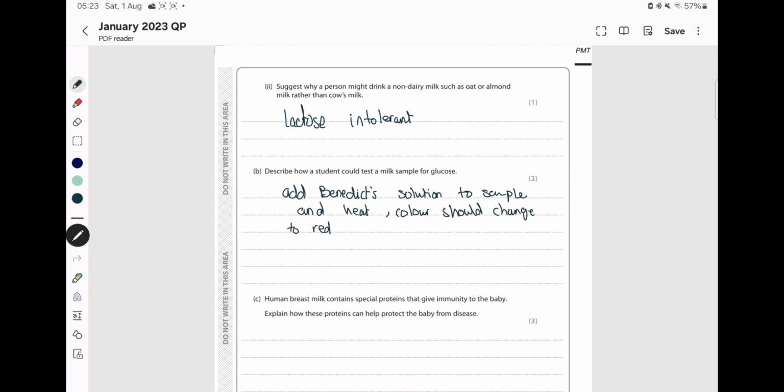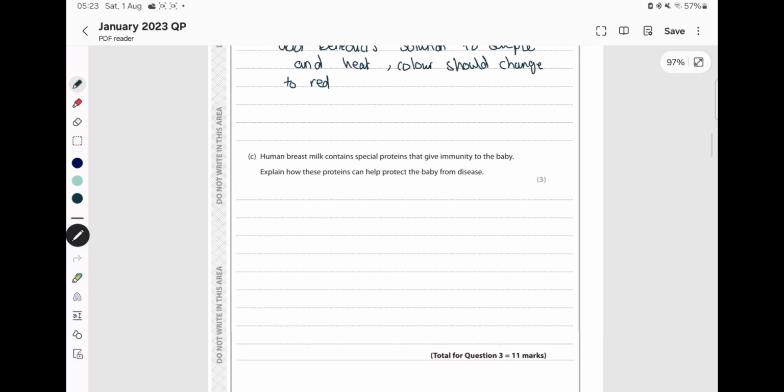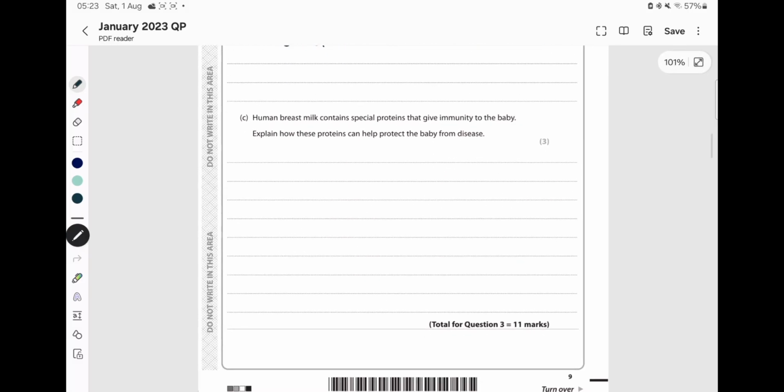Okay. Human breast milk contains special proteins that give immunity to the baby. Explain how these proteins can help protect the baby from diseases. So it's stating here that the breast milk that is fed to the baby contains very special specific proteins that normal milk doesn't contain, and these proteins sort of help build up the baby's immunity. Now the question is asking you how these proteins can help that baby in protecting it from diseases.